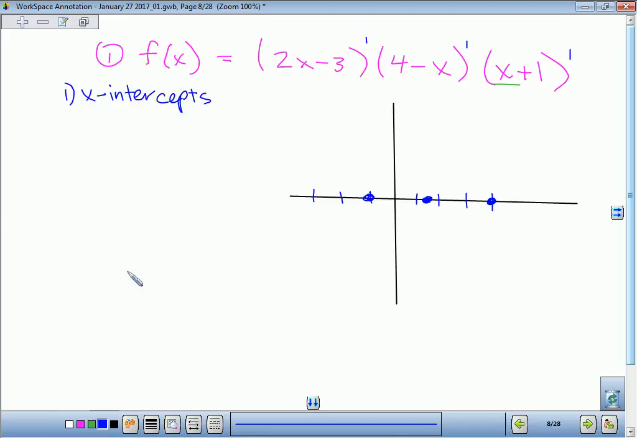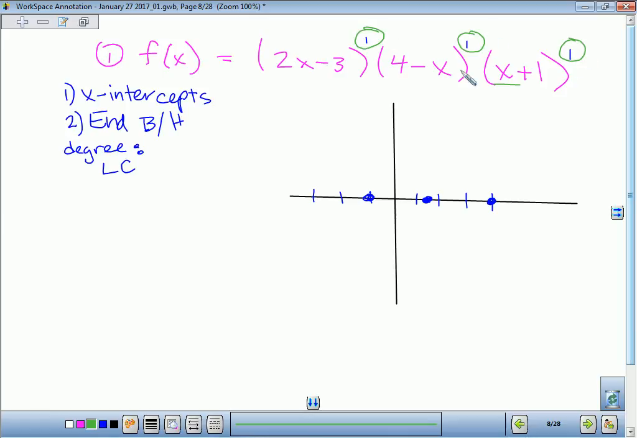The roots of our equations. Alright, now 2, we're going to determine the end behavior and we're going to graph it. So to determine the end behavior, we need to know 2 things. The degree of the function, and is the leading coefficient positive or negative. So if we look at the degree, when you're multiplying here, you add the exponent. So it's the understood 1, the understood 1, the understood 1, the degree is 3.